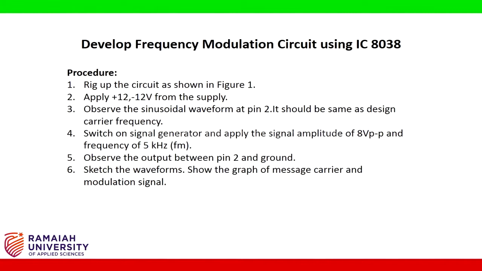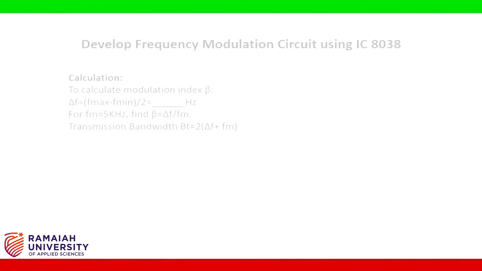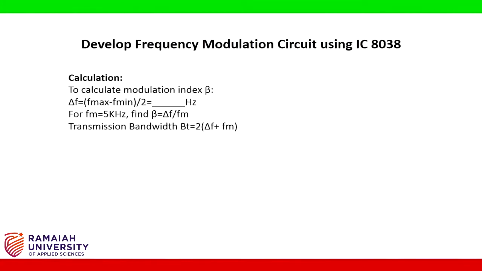Switch on the signal generator and apply the signal amplitude of 8 volts peak to peak and frequency of 5 kHz, that is fm. Observe the output between pin 2 and ground. Sketch the waveforms. Show the graph of message, carrier and modulated signal. To calculate modulation index beta, proceed as follows.